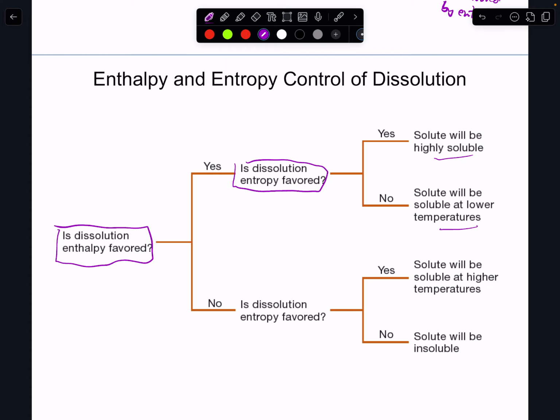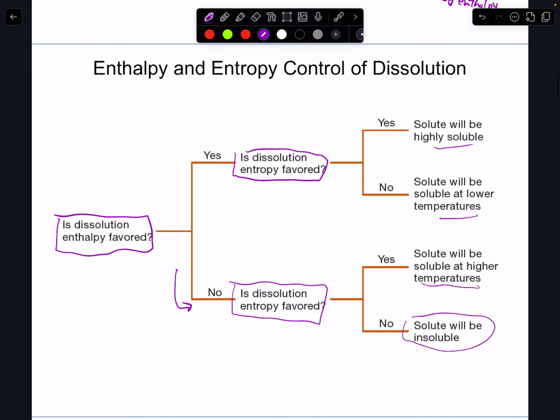If the dissolution is not favored by enthalpy, then if you're going down this way, you ask, is it entropy favored? And if it's not entropy favored, then it's not soluble at all, and it'll just be insoluble. If it is favored by entropy, then it'll be favored at higher temperatures, because enthalpy is disfavoring it, entropy is favoring it. That's another way of looking at it.